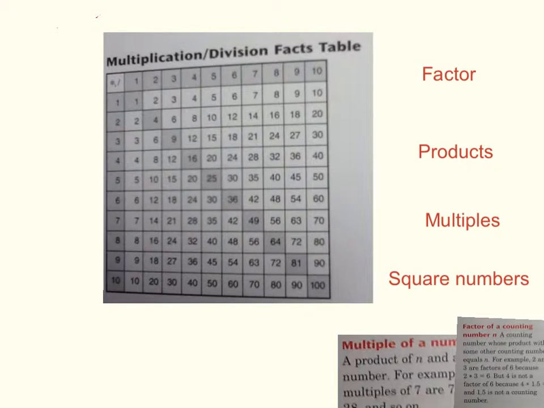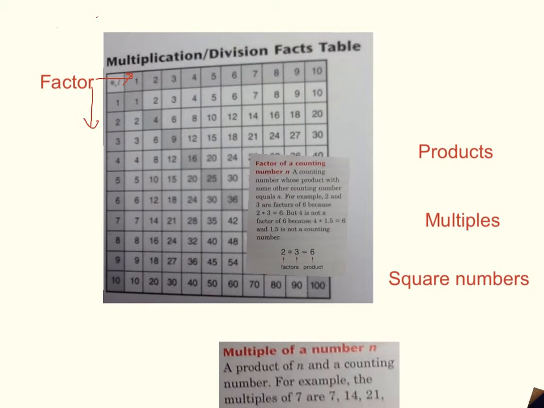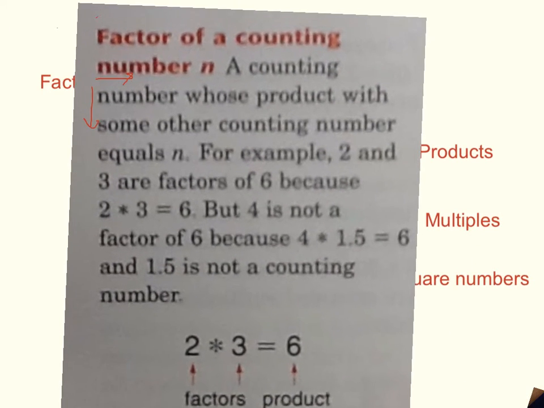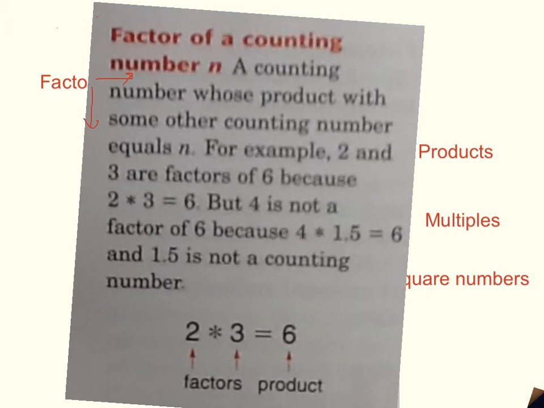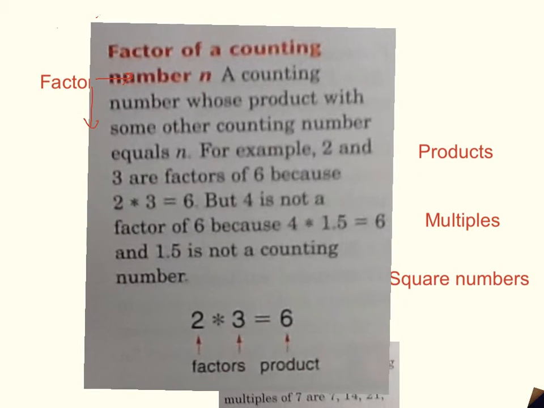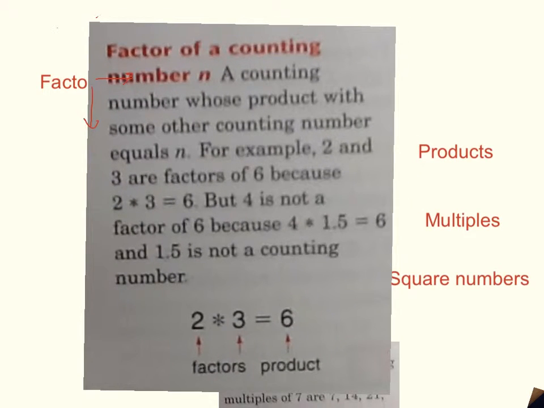Of all these numbers, these top numbers are called the factors. These are the numbers that you're going to multiply by to get your answer. So this whole row is factors, this whole row is factors. Let's take a look at the definition of a factor. Here it says the factor of a counting number n: a counting number whose product with some other counting number equals n.